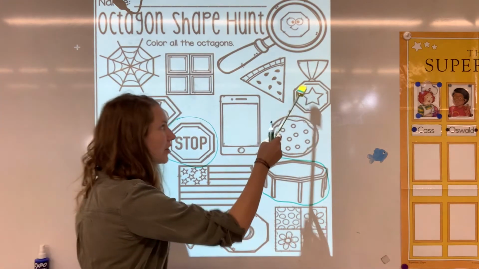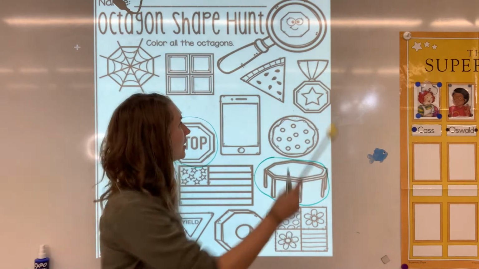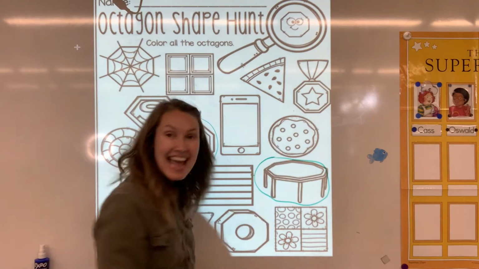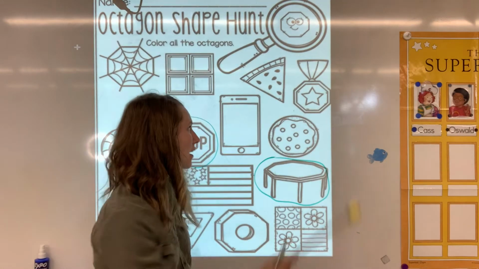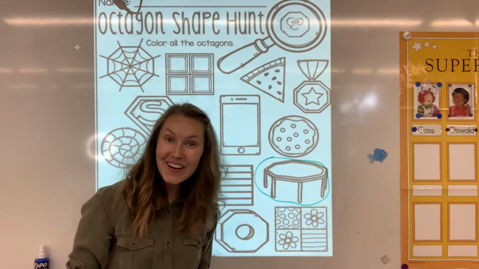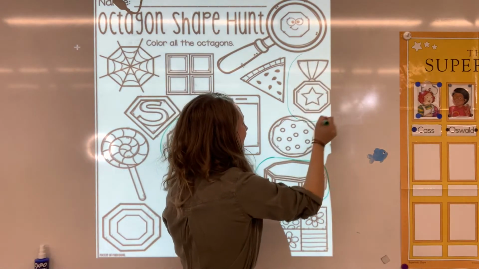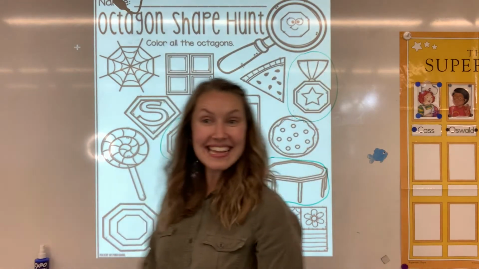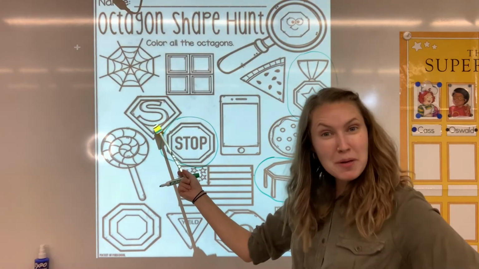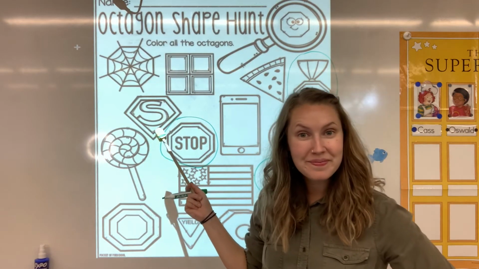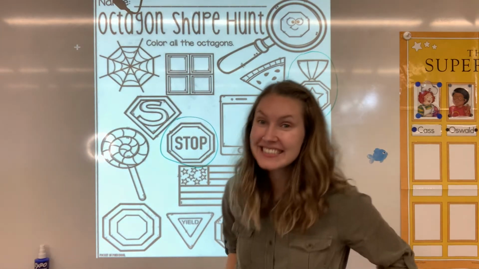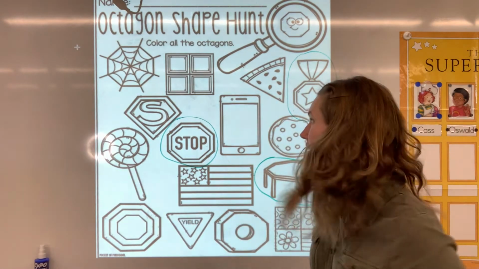Ooh, look at this medal. Let's count this medal. 1, 2, 3, 4, 5, 6, 7, 8 sides. Let's count the corners to make sure. 1, 2, 3, 4, 5, 6, 7, 8 corners. So our medal is an octagon. It has 8 sides and 8 corners. Ooh, I see our Superman sign. Remember what a Superman sign is? What shape? Let's count. 1, 2, 3, 4, 5. It's a pentagon, not an octagon, so we're not going to circle it.